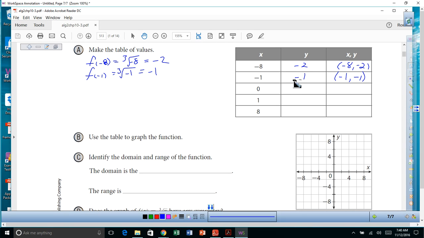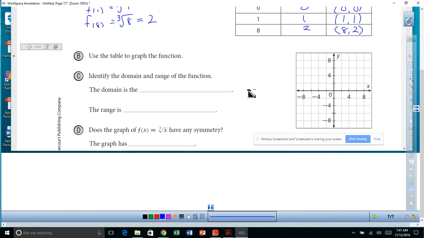And so that gives us negative 1, negative 1. And then f of 0, well, the cube root of 0 is 0. So that gives us 0, 0. And f of 1, the cube root of 1 is 1, so that's 1 and 1. And then f of 8 equals the cube root of 8, which is 2. So that's 8, 2.